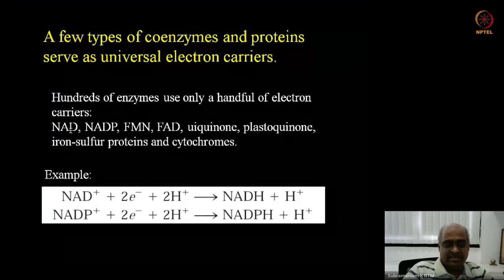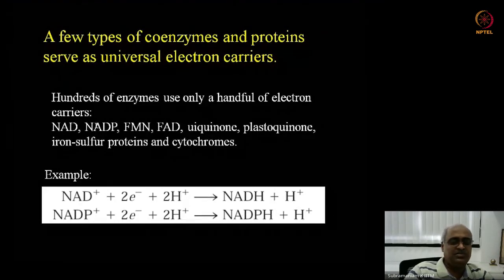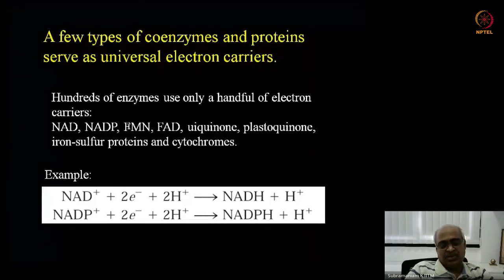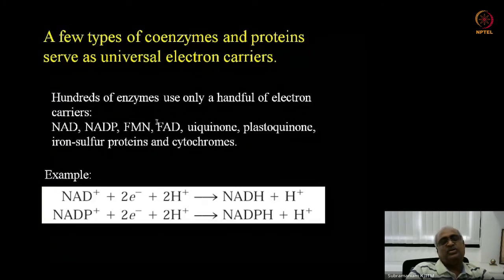NAD we just saw. We will have a very close look at it and appreciate the beauty of that molecule. NADP is actually NAD which is phosphorylated at one part of it. Otherwise, they both function very similarly, although the enzymes are specific. Some enzymes that use NAD do not use NADP and vice versa, but there are enzymes that can use both. Then you have another one called FMN, another one called FAD. These two are related. Then you have ubiquinone, specialized to work in membranes. It's hydrophobic. Plastoquinone is similar to ubiquinone, but functions in photosynthesis.